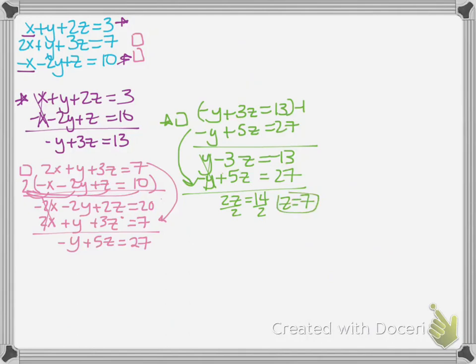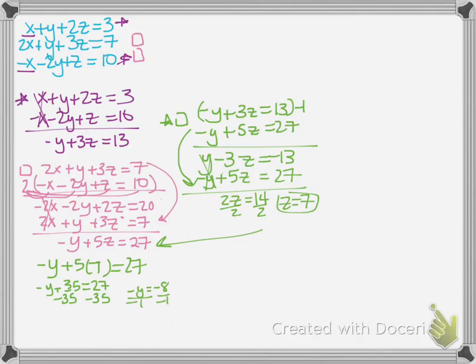I always plug that into my 2 variable equation, so let's just plug it into our square here. So negative y plus 5 times 7 is equal to 27. Because we want to be able to solve for one of our other variables. 7 times 5 is 35. Subtract 35. So I get negative y is equal to negative 8. Divide by negative 1. So I have y is equal to 8.